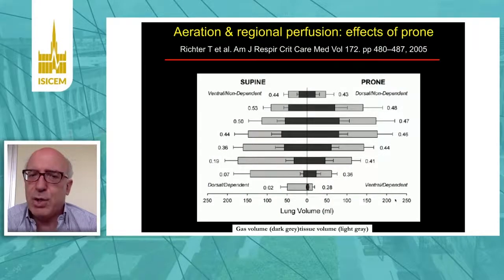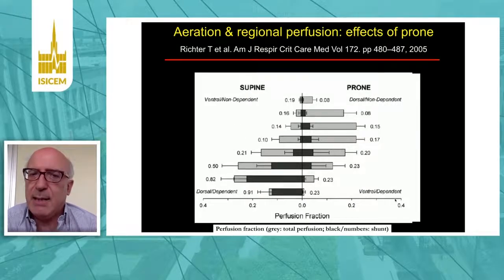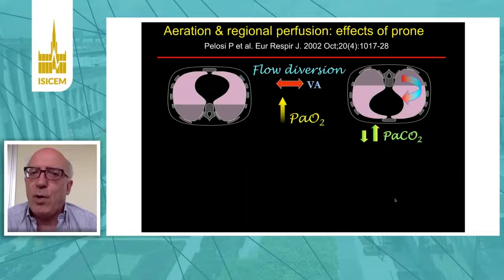In supine position, the distribution of gas volume, shown here in dark gray, was more uniform in prone as compared to supine. But interestingly, the perfusion, again in dark gray, is much more gravity dependent in supine, while more homogeneously distributed in prone. Overall, we can model the response in oxygenation in prone in two settings.